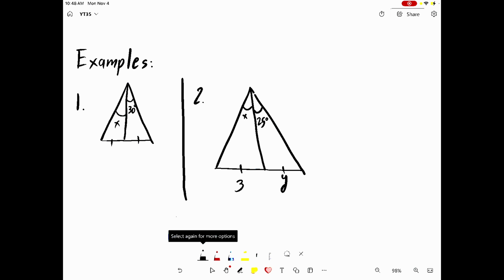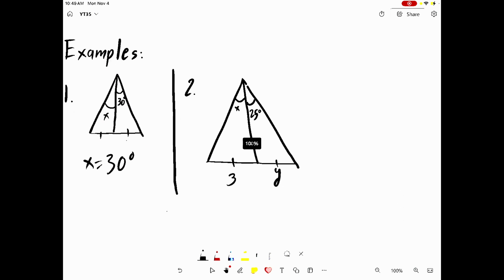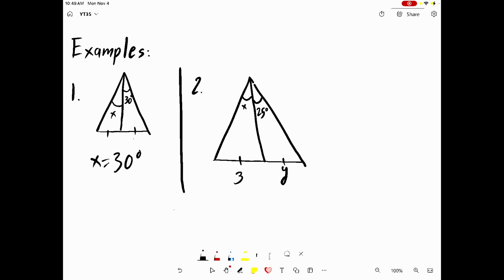Our first example is we need to find x, which is the angle right beside the 30 degrees. So, if we look at it, it's actually quite simple, because you see the line in the middle, it bisects this perfectly. So the two angles have to be equal to each other. Thus, the angle x becomes 30 degrees.